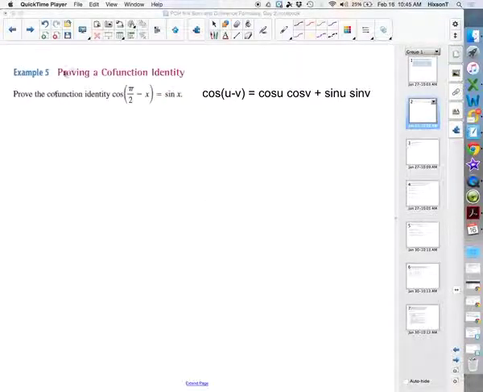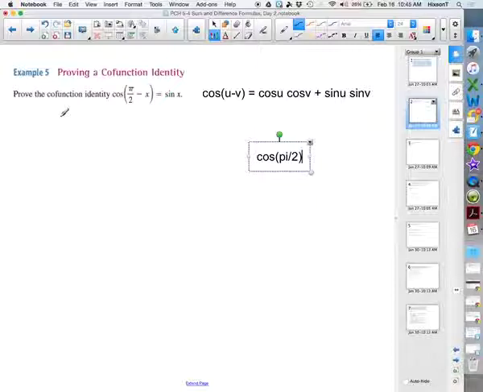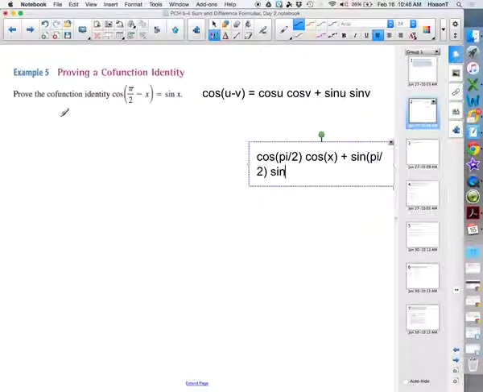All right, so as we're trying to prove the cofunction identity, we're going to use the difference formula. Now it's just a matter of plugging things in, okay? The u in this case is going to be our pi over 2, and the v for our formula is just the x. So we're going to plug those into our formula. So we have the cosine of pi over 2, times the cosine of x plus the sine of pi over 2 times the sine of x.